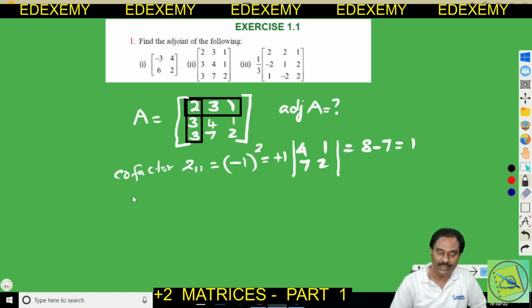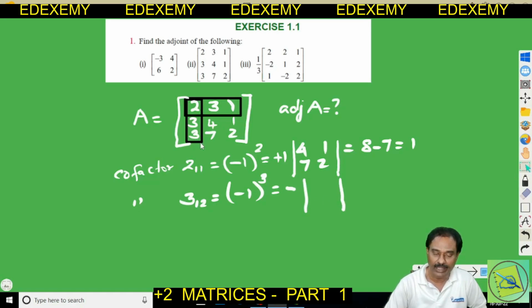Similarly, we have to find the cofactor of each and every element. The next number is 3, which lies in the first row, but in the second column. Therefore, first row, second column. So, minus 1 to the power of 1 plus 2 is 3, which is an odd number. Therefore, it takes the negative sign. You put the negative sign and the determinant. 3 is in the first row and in the second column.